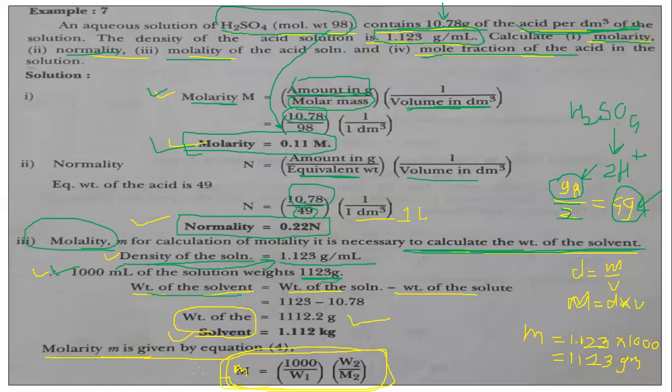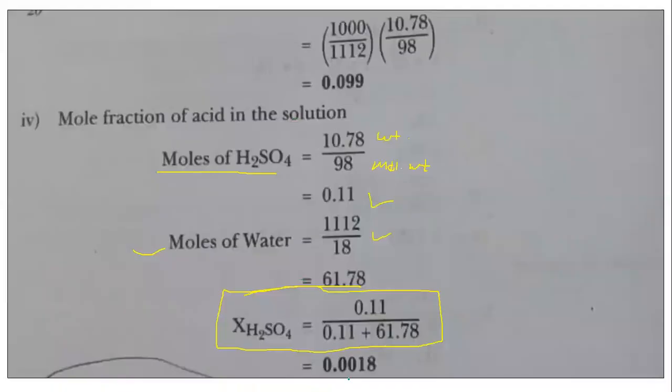So weight of solvent, how can we find out? Weight of solution minus weight of solute. This is the weight of solution, minus weight of solute. So what is the weight of the solvent? Here it is. Weight of the solvent is 1.112 kg. So molality is given by the equation m is equal to 1000 upon W1, W2 upon M2. We are just putting the values in it. See, these are the values. You can put the values and the answer is this one, right?